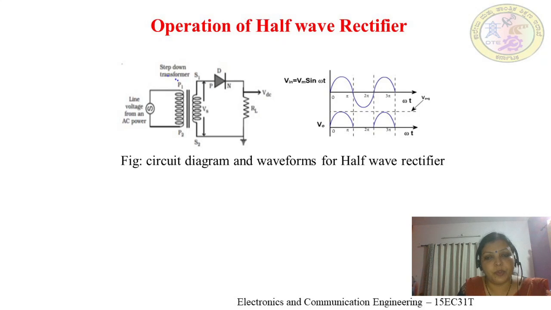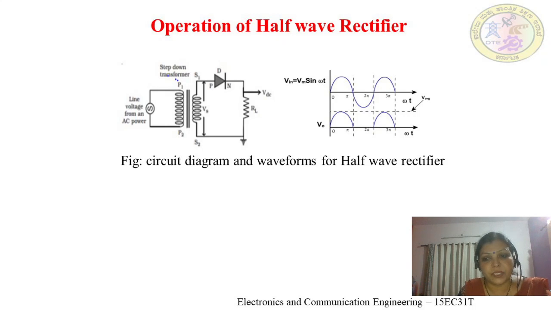During this positive half cycle of the secondary of the transformer, a PN junction diode is connected in such a way that P is facing S1 and N is facing S2. It means P is the anode, N is the cathode. So for the positive half cycle, S1 will be positive, and N is connected to S2, that is negative. Hence P is positive, N is negative.